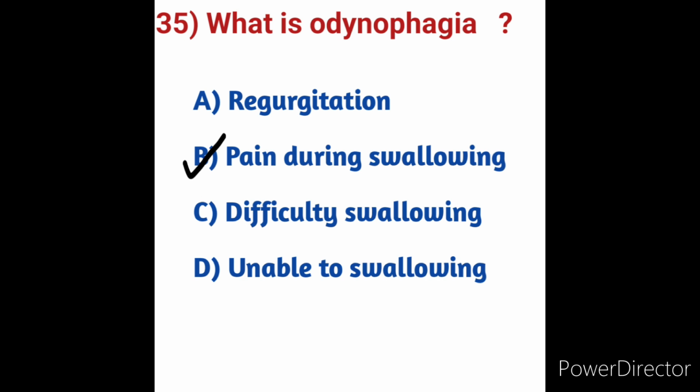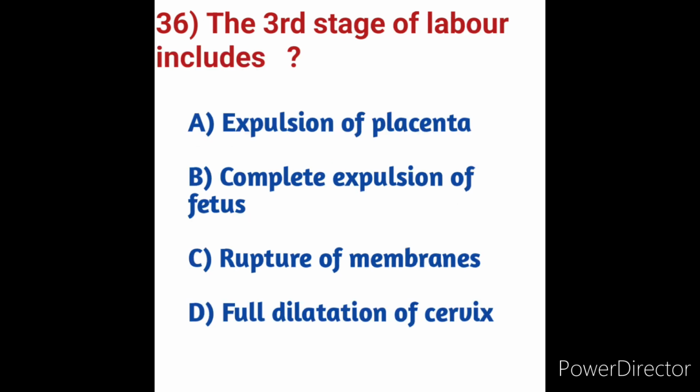Next we will move on to question number 36. The third stage of labor includes. What is the third stage of labor? From the following, we will see here options. Option A, expulsion of placenta. Option B, complete expulsion of fetus. Option C, rupture of membranes. Option D, full dilatation of cervix.